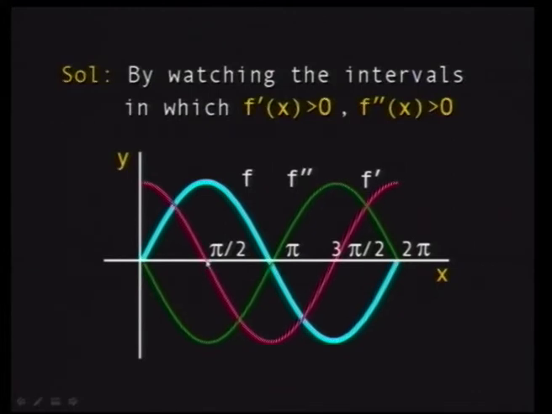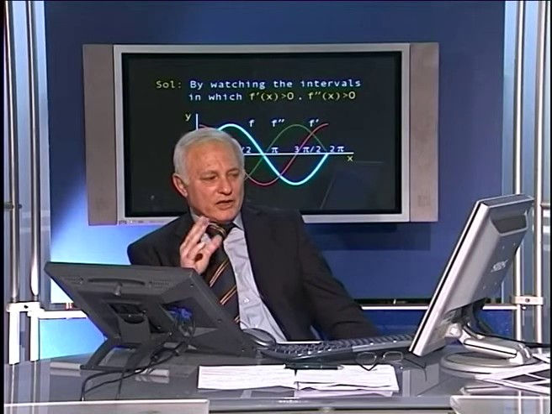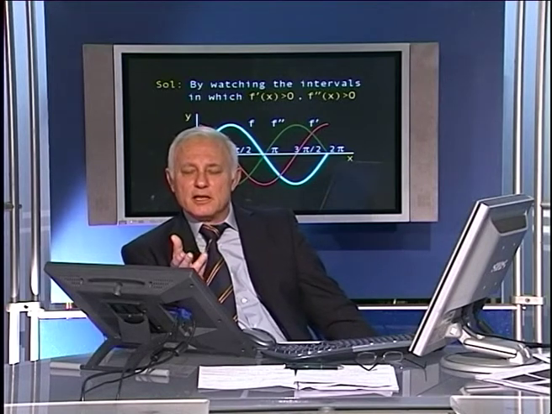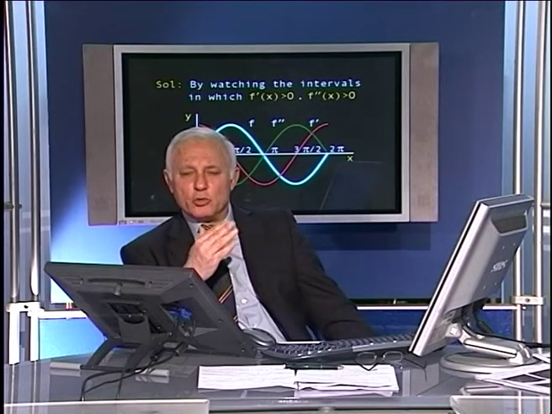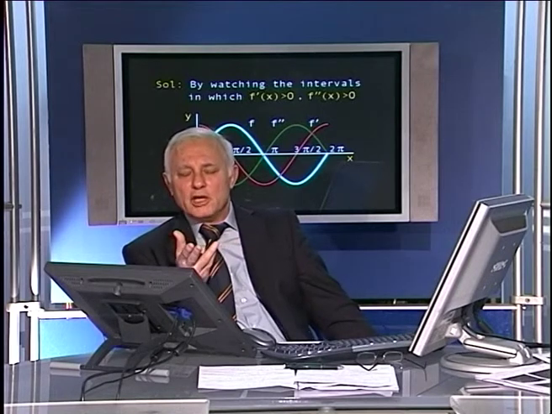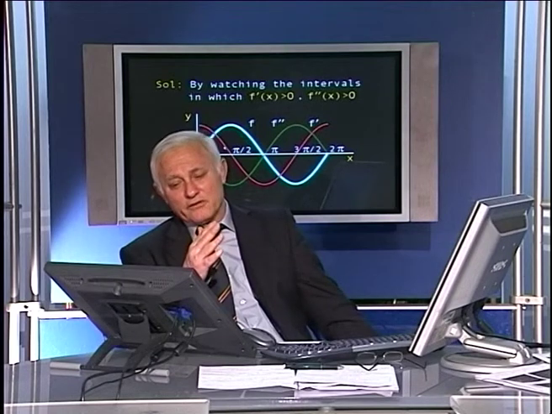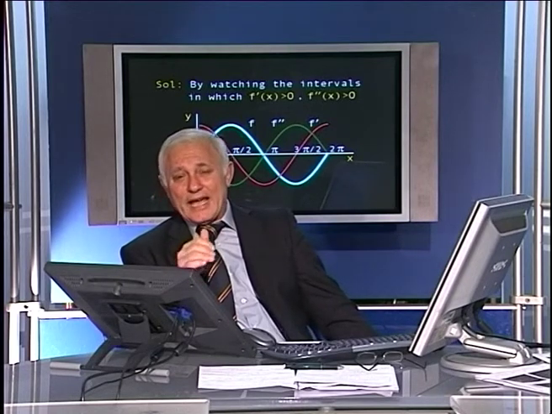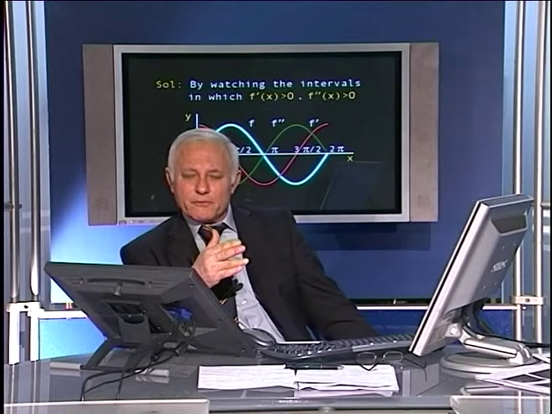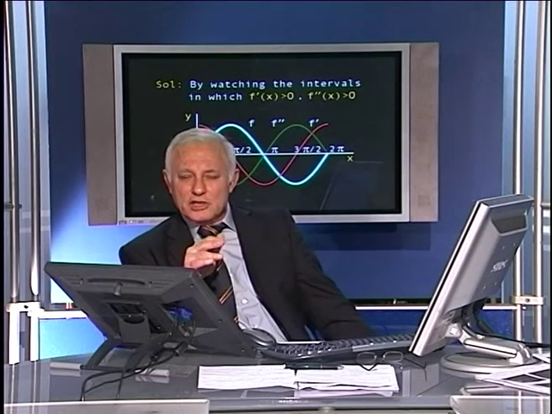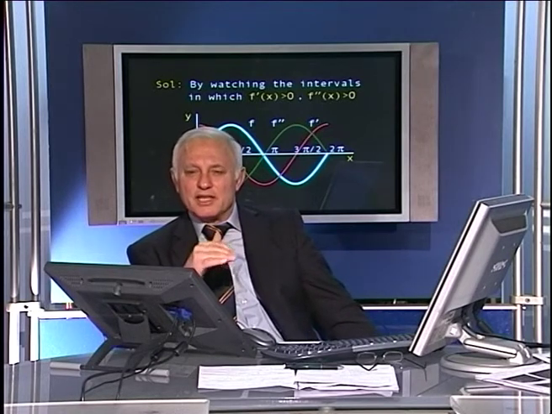So there you are. To study the convexity and concavity of your function, or the intervals in which the function increases or decreases, all you have to do is take the derivative. If the derivative is positive, it means that your function increases. If it's negative, then it decreases. Whereas if your second derivative is positive, it means that it's concave upwards, and if your second derivative is negative, it means that it's concave downwards.